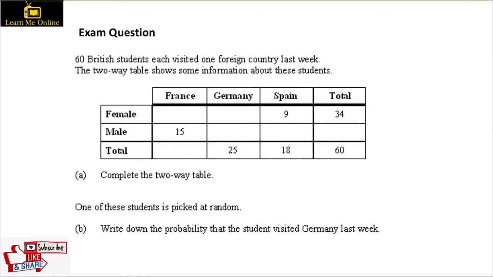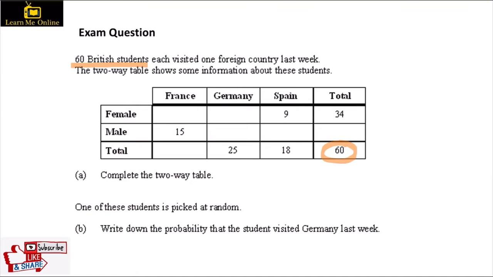Here we have another two-way table. With this two-way table, again, we're going to read the information which is already given to us and try to fill in the remaining information. So I'm going to read it first of all. I've got my highlighter ready here. This says that 60 British students, so the total number of students is 60, which is given here as well. Each visited one foreign country last week. The two-way table shows some information about these students.